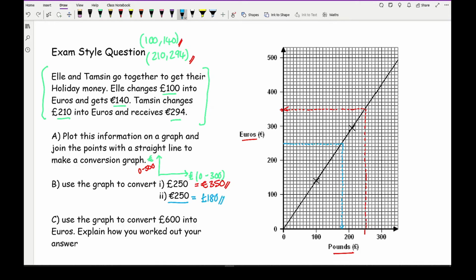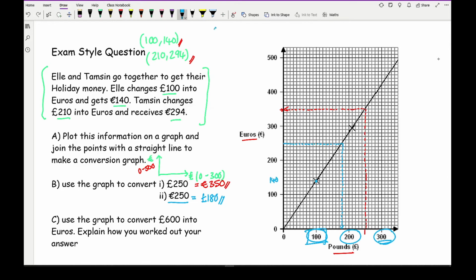Now for part C, it says use the graph to convert £600 into euros. Explain how you worked out your answer. Now the problem about working with this is I don't have £600. I can only go up to 300. So what I need to do is use either 100, 200 or 300 to get 600. Now it doesn't really matter which value you pick, but I'm going to go for 100, and the reason why is because I know the exact value. I know that £100 is 140 euros.